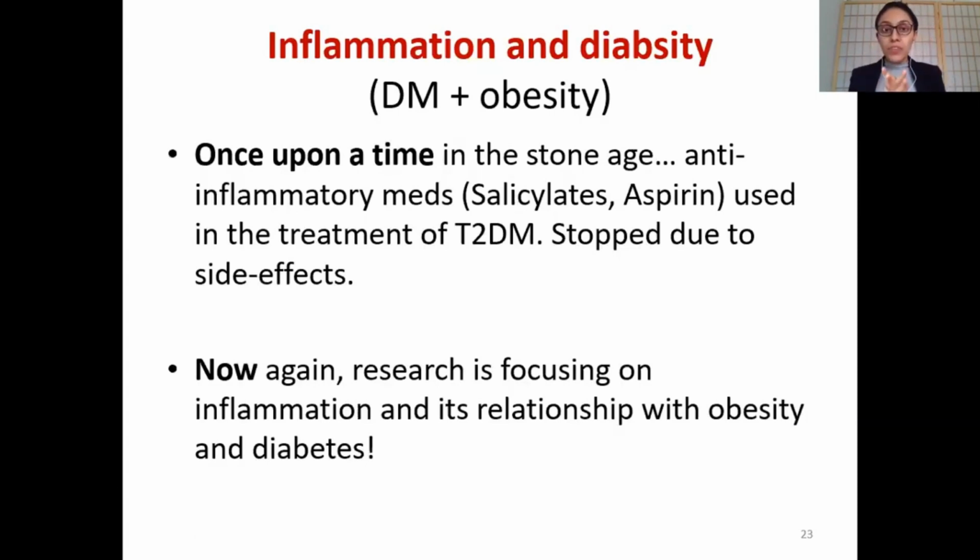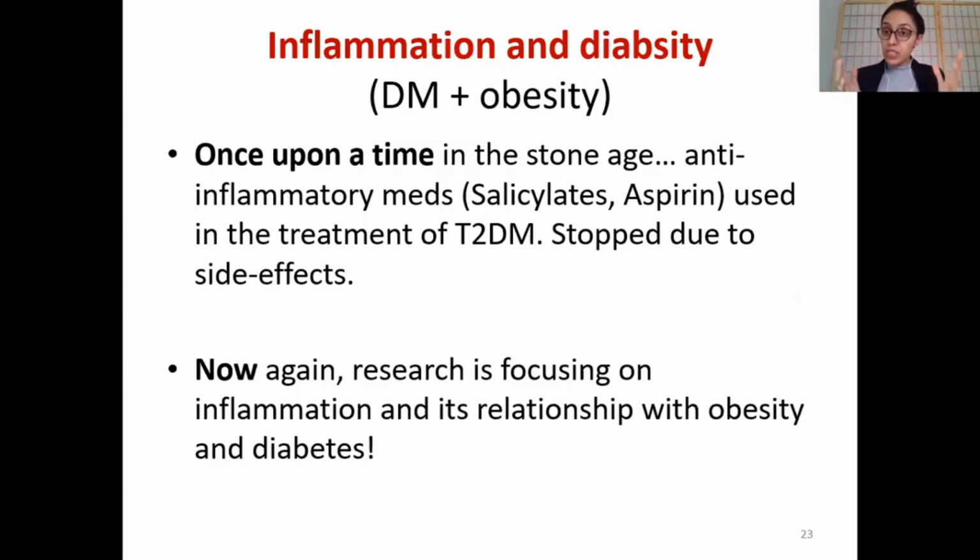Okay, so now the very important concept, which is the role of inflammation. There is a new term in research which is called diabesity. So what is diabesity? It is diabetes plus obesity.